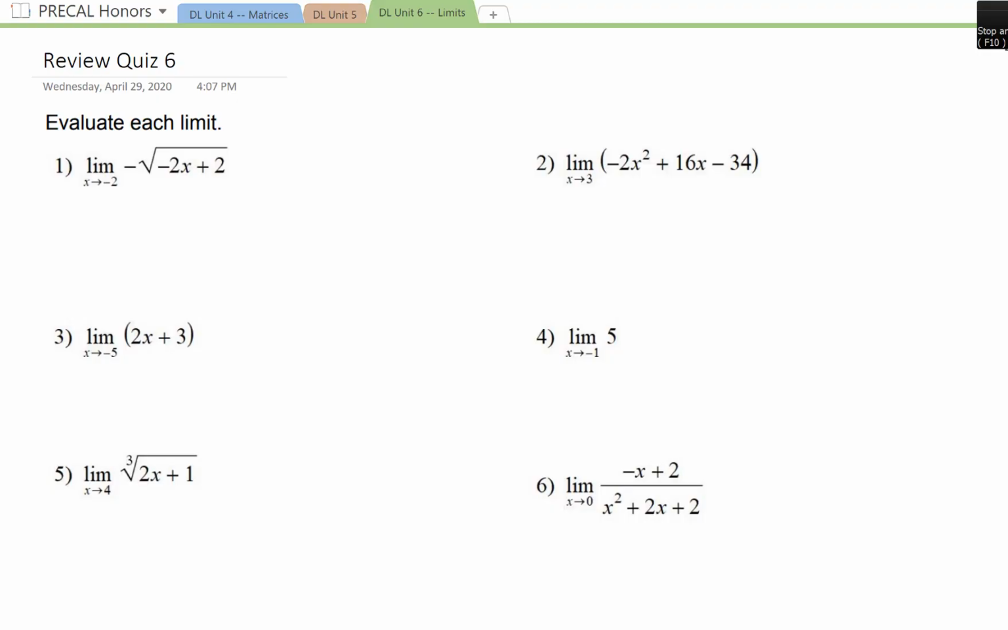For quiz 6, we're going to go over how to evaluate a limit. The first 6 problems on your review look like this. Let's take a look at the functions that we have here.